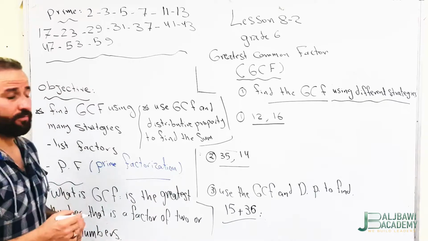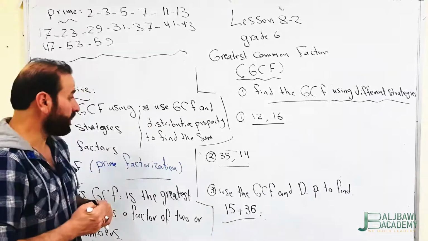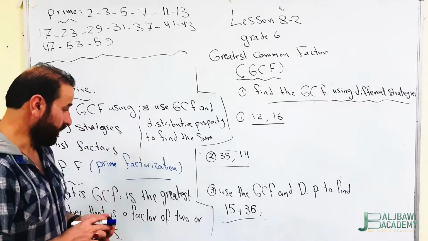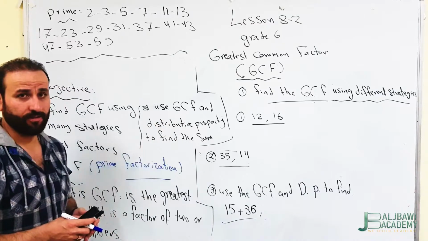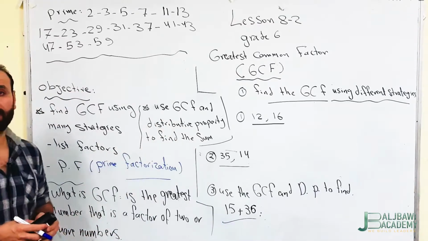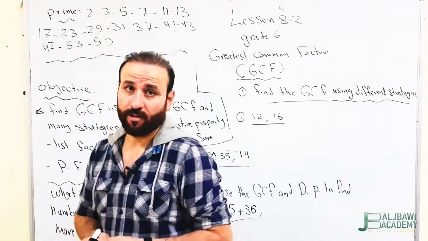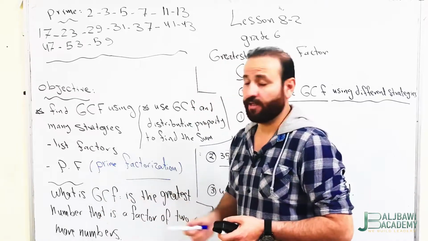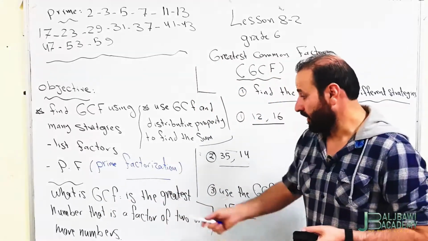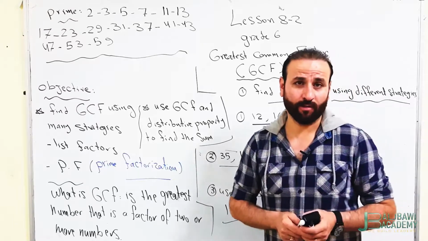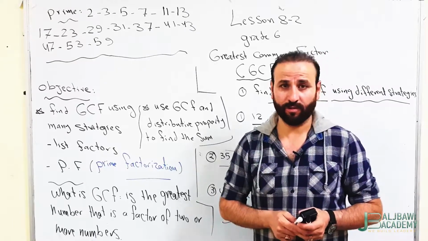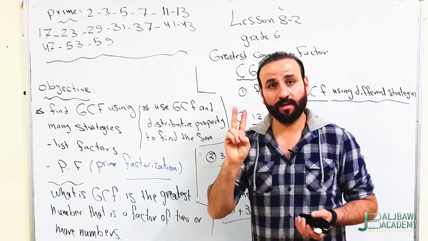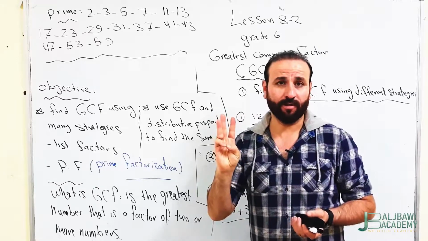The second point, we want to use the GCF and the distributive property to find the sum of two numbers. So we need to apply the GCF. What is the GCF? What is the greatest common factor? We already know what the factors of any number are. But what is the GCF? It is the greatest number that is a factor of two or more numbers. It is a factor of these two numbers or more.